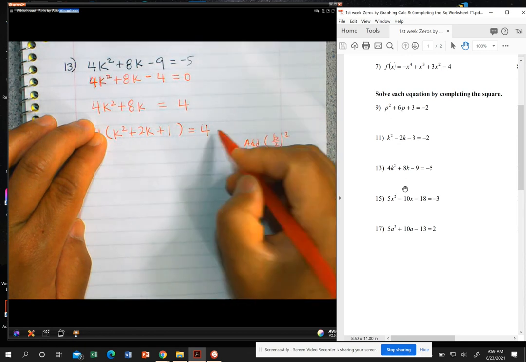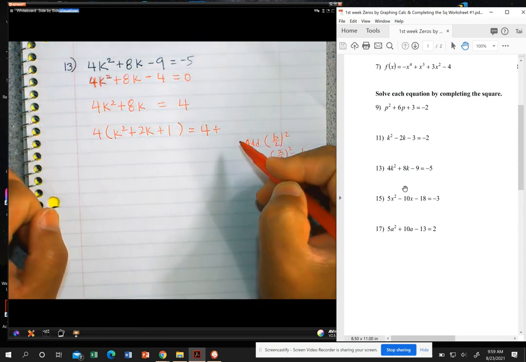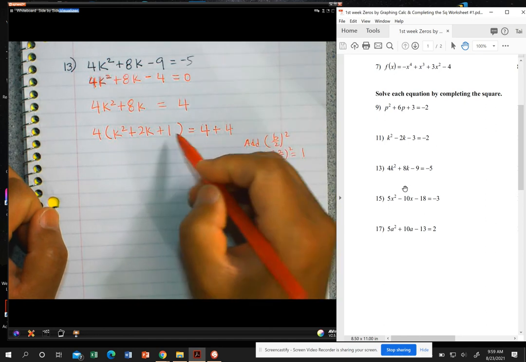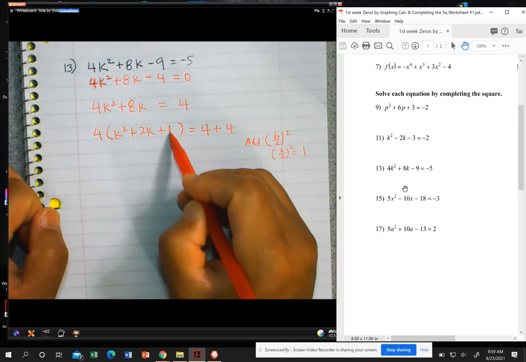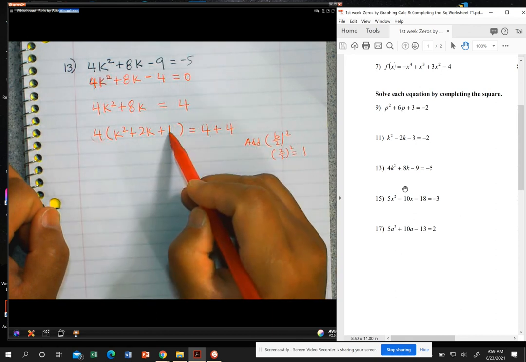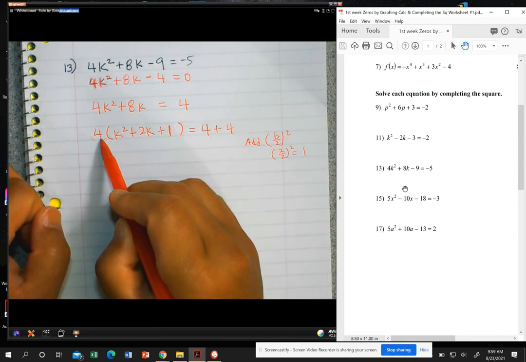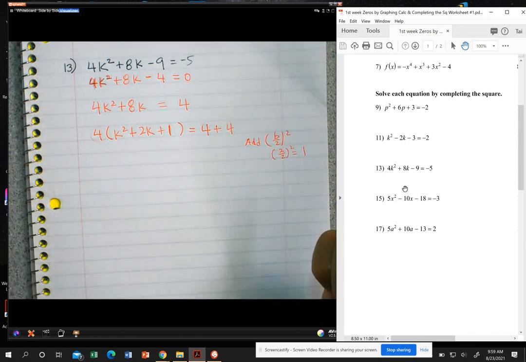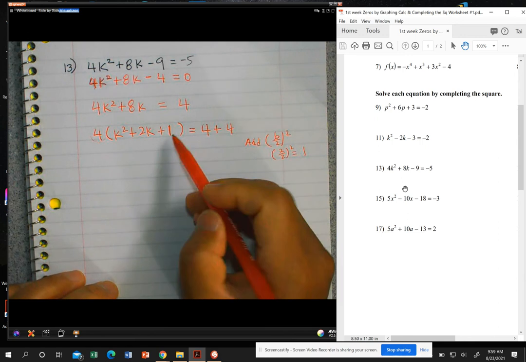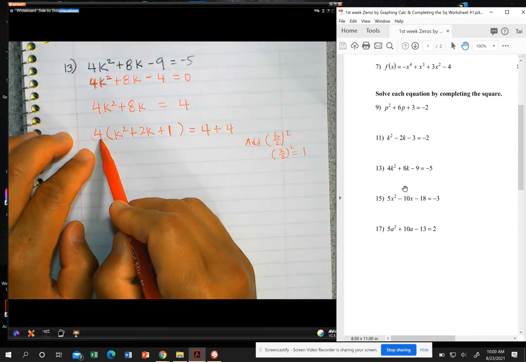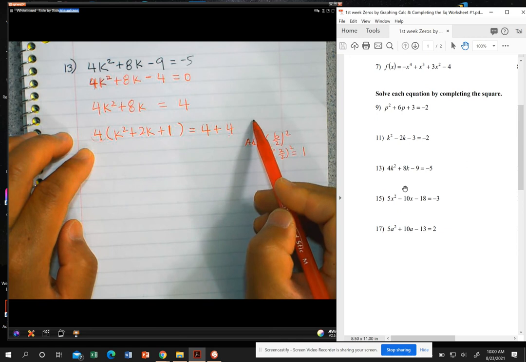Anybody have an idea what number we need to add on the other side? 4. We need to add 4. Do you see this 1? Even though this is 1, because we have a 4 outside, whatever you have here, you need to multiply with the number that is outside to add it to the other side so that you can balance it. That's the only hard part. You have to understand that. We're adding 1 here, but on the other side, make sure you multiply by this value outside before you add to the other side.